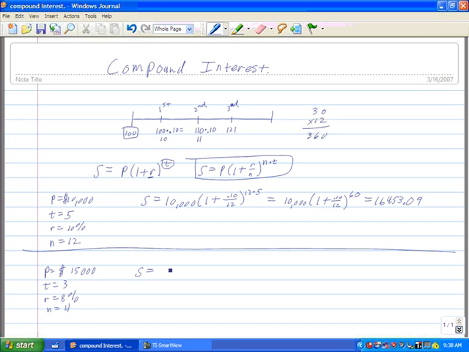So our S would be equal to 15,000 times 1 plus, our rate would be 0.08 over 4. The power would be, for the N, 4 times the T, which is 3. So this is 15,000 times 1 plus 0.08 over 4 to the 12th power.